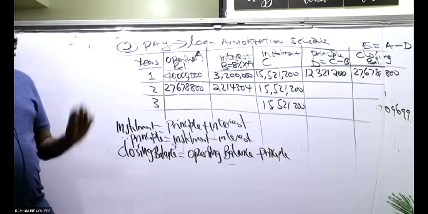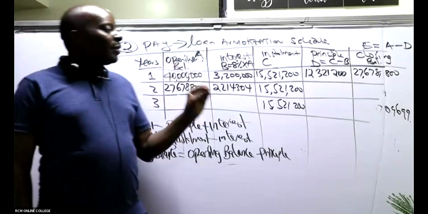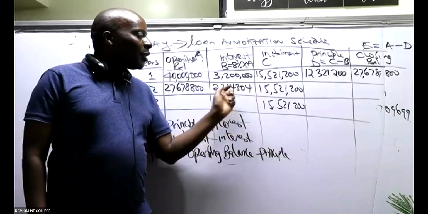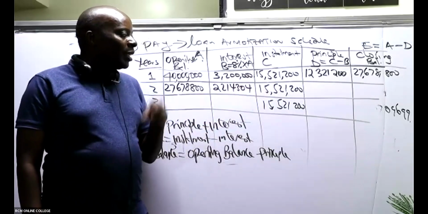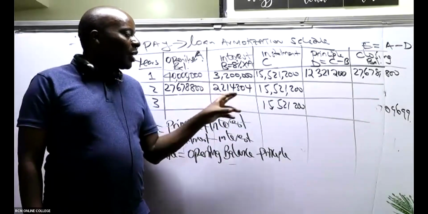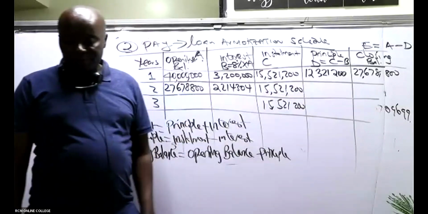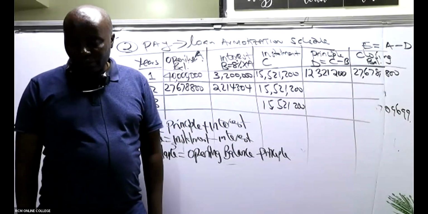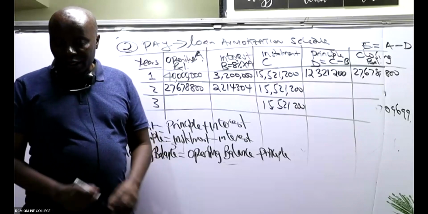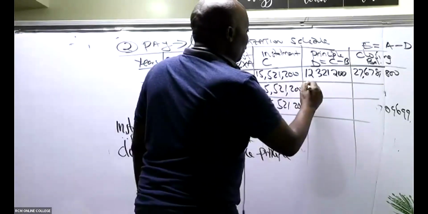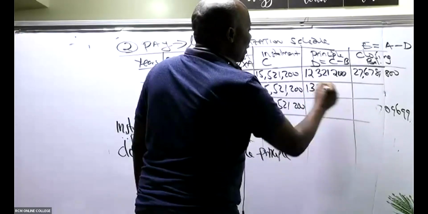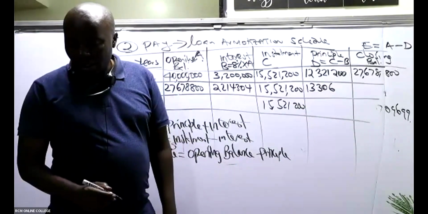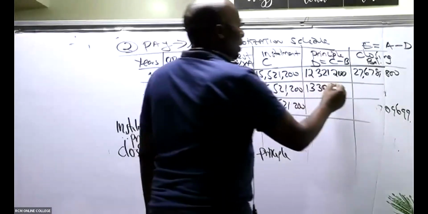Thank you. So once I get the interest, I shall deduct it immediately from the installment. This installment here covers two things. And now once I know the interest, then getting the principal will not be a big deal. I will take 15,521,200 and subtract this to get the principal here. So 13,306,896, I'm almost finishing.